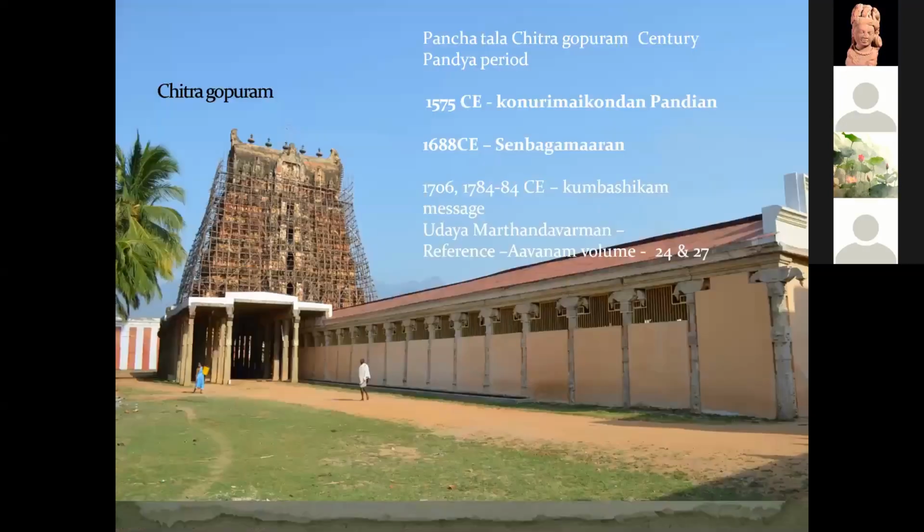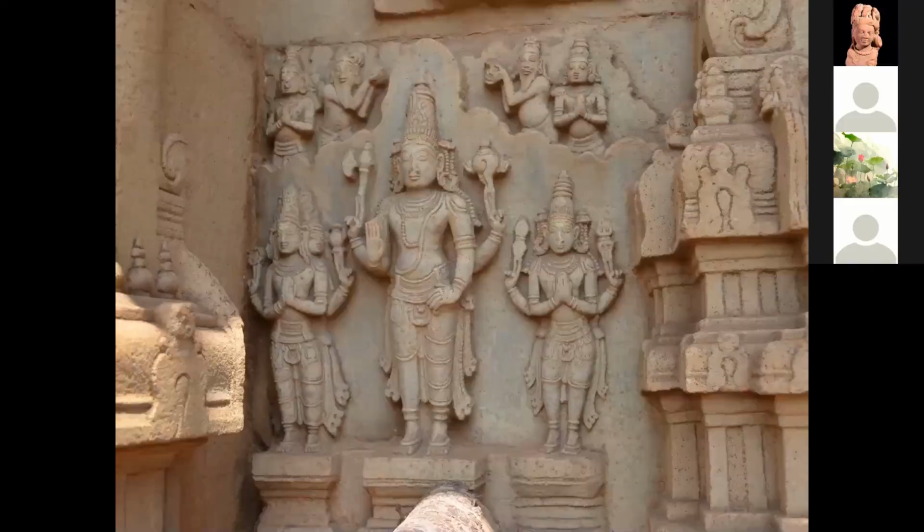So this is the Gopuram where the sculpture is present. You can see a lot of inscriptions from the 15th century to the 17th century on this Gopuram. You also see Udaya Martandavarman inscriptions here, who visited this temple for the Kumbhabhishekam in 1706 and again in 1784. There is also a reference to the Pandya kings who donated to the construction of the temple. There is also a sculpture of Harihara.